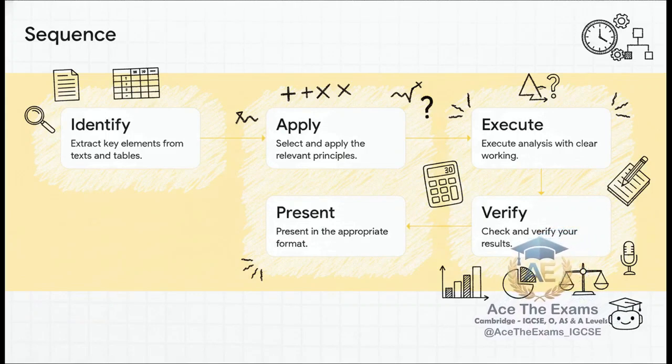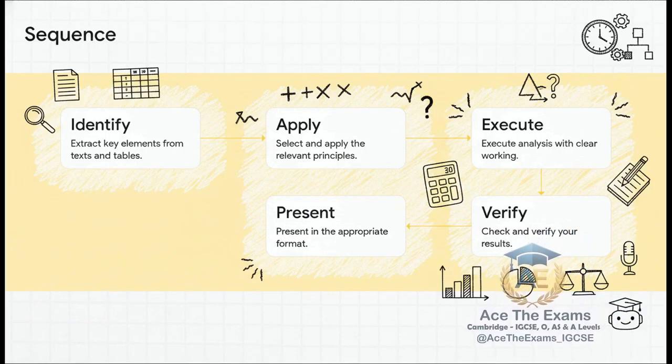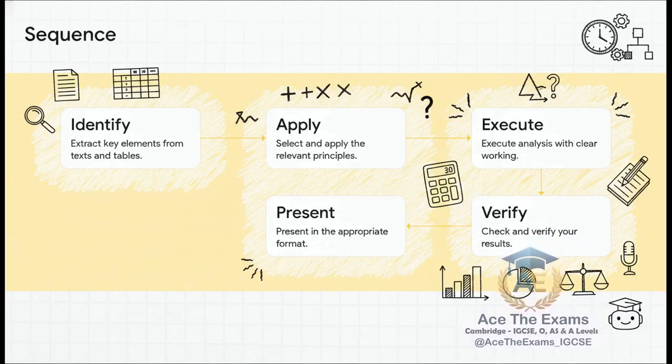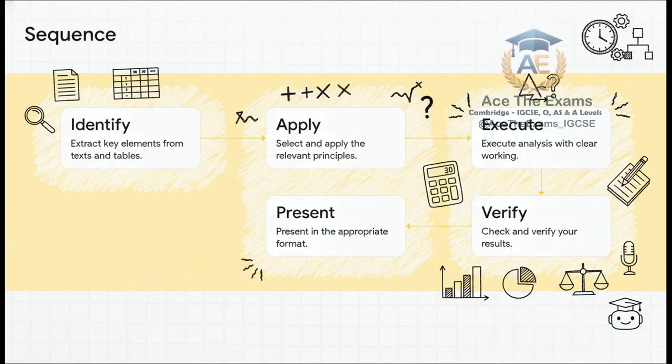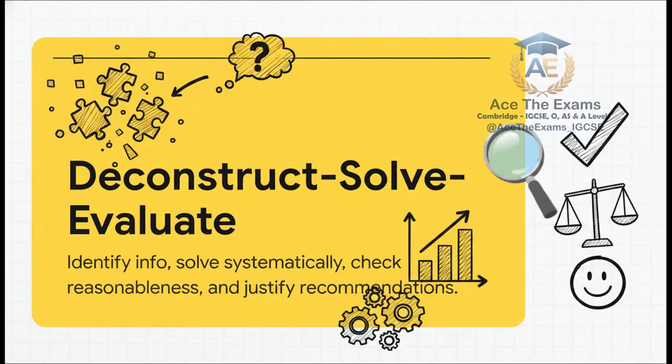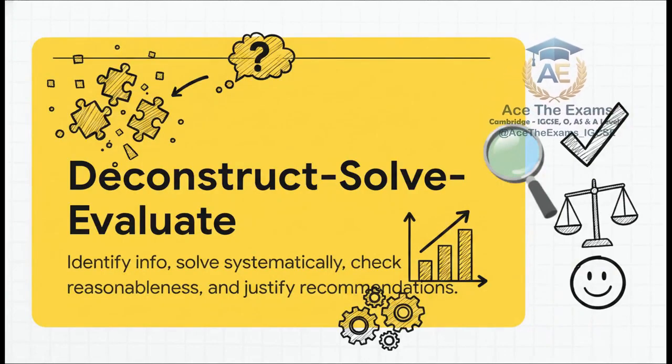Package the output in the appropriate format, which for Cambridge usually means rounding exactly to 3 significant figures. Follow this matrix and your code compiles flawlessly. This is the core deconstruct, solve, evaluate loop.